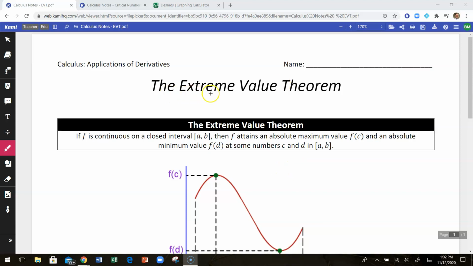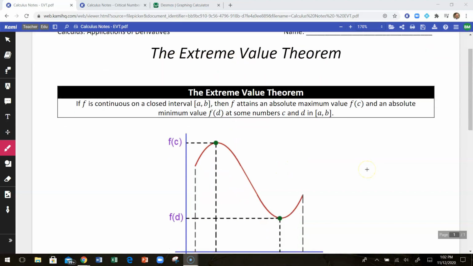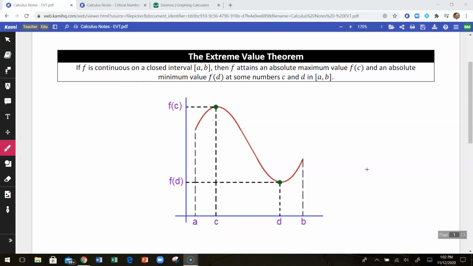In this video we're going to discuss the extreme value theorem, and there's really not much to work through. It's just to explain the concept and what the theorem says. It says if f is a continuous function over a closed interval from a to b, then f will attain an absolute maximum and an absolute minimum at some numbers in between the interval from a to b.